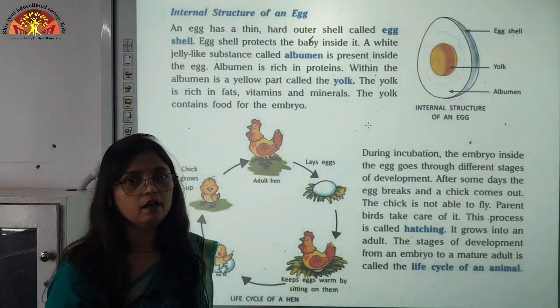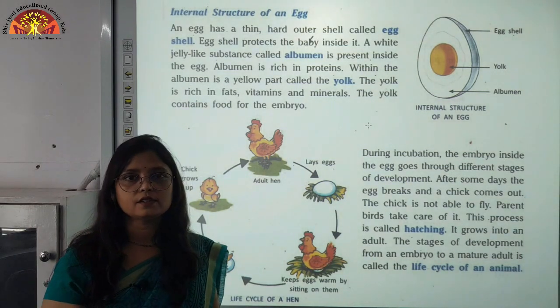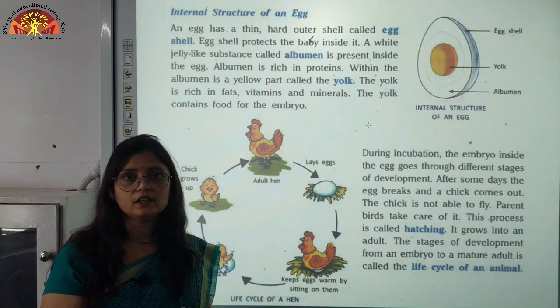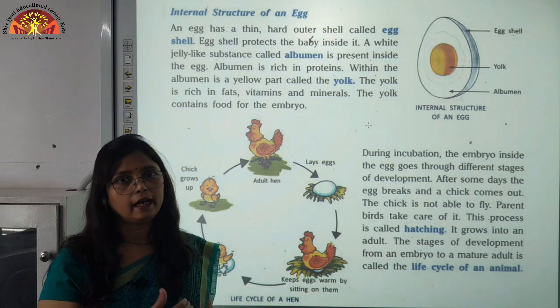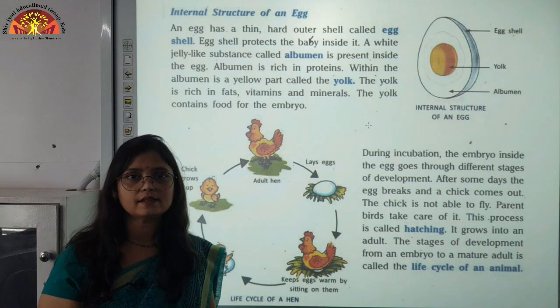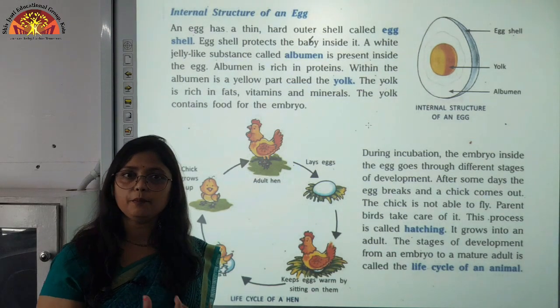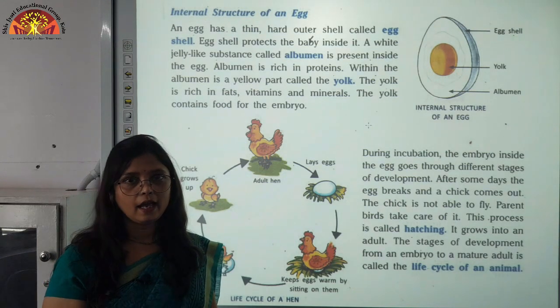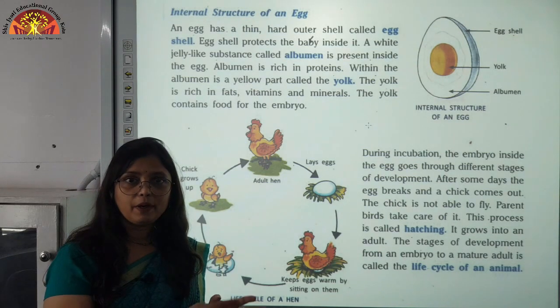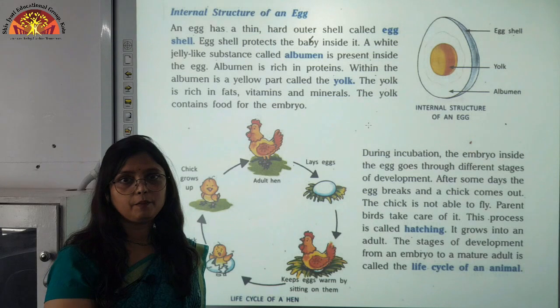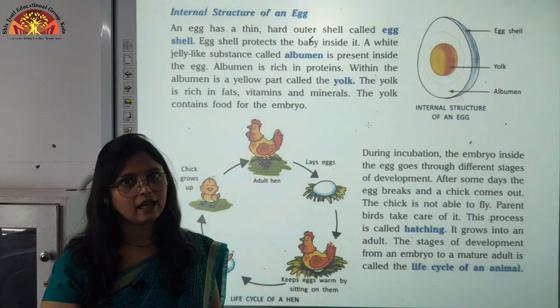So children, here life cycle means the various stages of development. It is from the embryo to the adult. Now embryo here means the developing baby, okay. It is the immature or the developing baby which is growing inside the egg. So the stages of development from this immature or developing baby to the adult is called as life cycle.